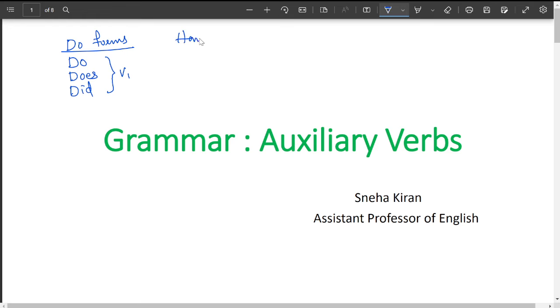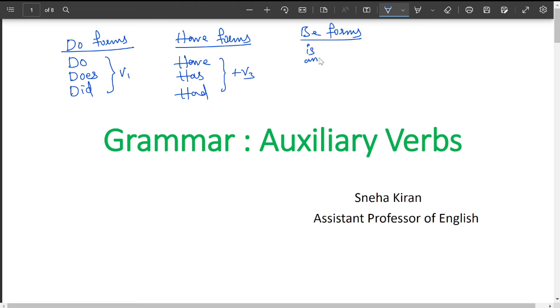Next, have forms. Have forms are have, has and had. Okay, they are followed by V3. See, these are all fixed, important ones. Next, be forms. Be forms are is, am, are, was and were. They're all followed by V4.